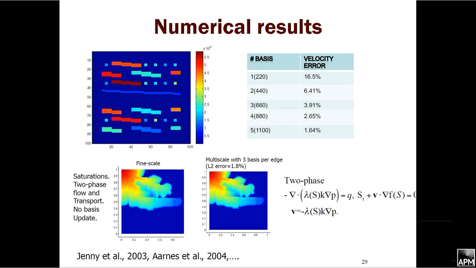By the way, some of these methods are used in the petroleum industry. In fact, the first method, multi-scale finite element, is already commercialized, but with one basis approach. It shows that if I use one basis, this is like effective medium theory. The error is large. If I use two, the error already drops down, and then it plateaus once you capture the main effect. And this is the saturation at some time instant for fine scale and multi-scale.